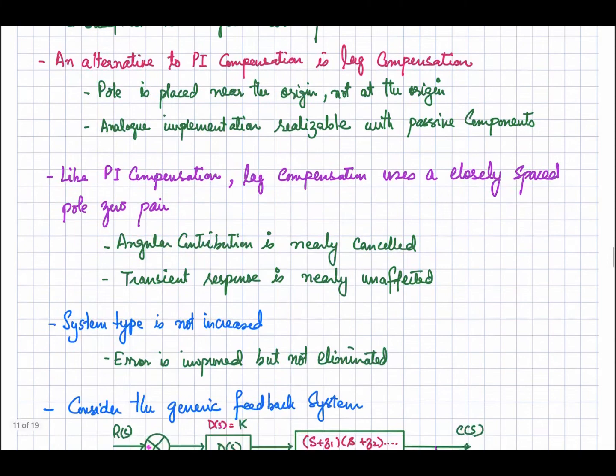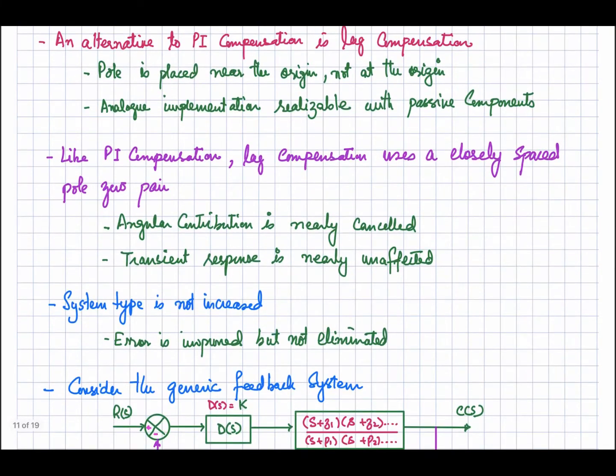So like PI compensation, lag compensation uses a closely spaced pole zero pair. We introduce the zero very close to the pole, as we did in the case of the PI compensation. And what is the advantage of introducing the zero? The angular contribution of the introduced pole is nearly cancelled out, and the transient response is nearly unaffected, because we are introducing the pole close to the zero to improve the steady state error in the response of the system.